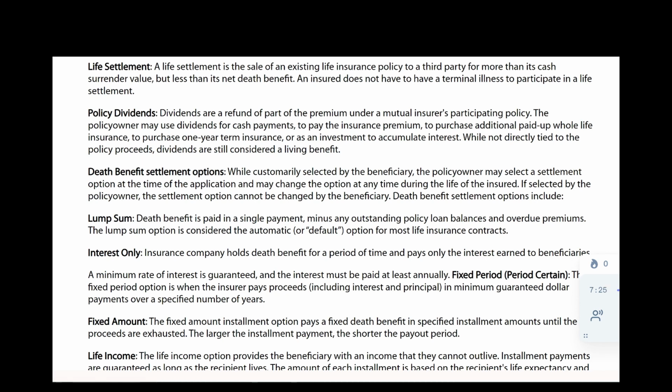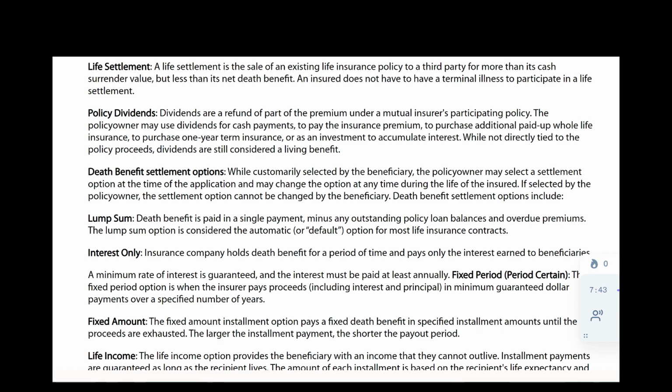Policy dividends. Dividends are a refund of part of the premium under a mutual insurer's participating policy. The policy owner may use dividends for cash payments, to pay the insurance premium, to purchase additional paid-up whole life insurance, to purchase one-year term insurance, or as an investment to accumulate interest. While not directly tied to the policy proceeds, dividends are still considered a living benefit.